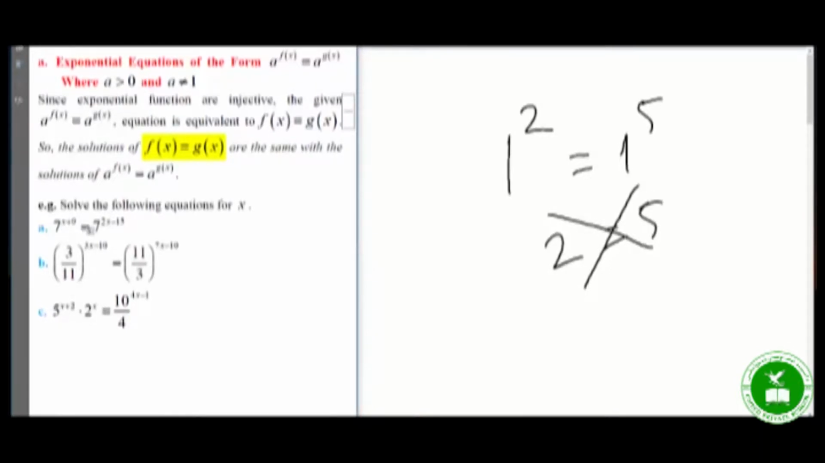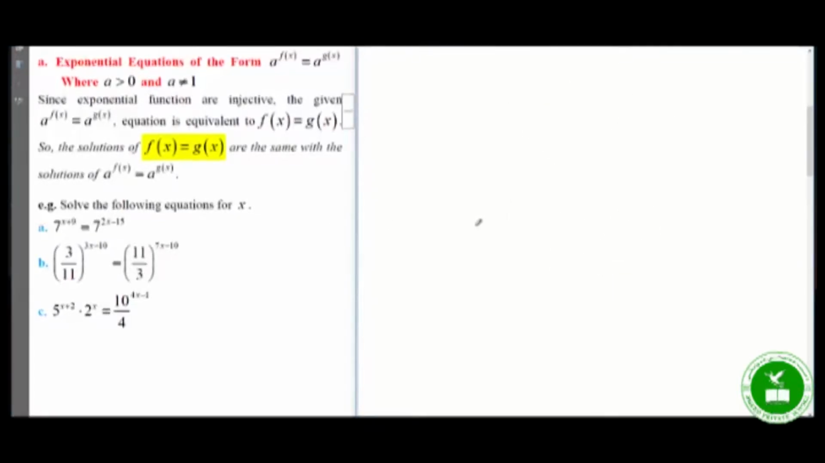7 to the power of x plus 9 is equal to 7 to the power of 2x minus 15. Let's solve it. As we say, exponential functions are one-to-one, so if bases are equal to each other, powers or exponents must also be equal to each other. So here, x plus 9 must be equal to 2x minus 15. It's simple, a linear equation.